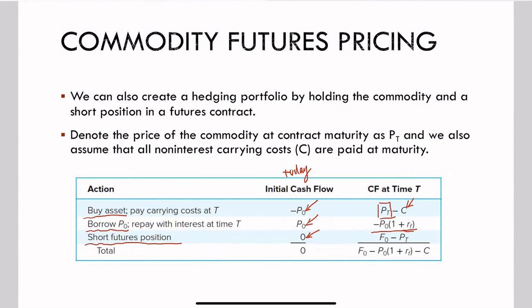And we know that if you take a short position in futures, then your profit is given by the initial futures price minus the spot price on the maturity date. Right? So this is your profit. And combining all three cash flows, you will get the final cash flow on the maturity date. And because when you established your position, you paid nothing, this has to be 0, right? So this essentially means F0 equals P0 plus P0 RF plus C.